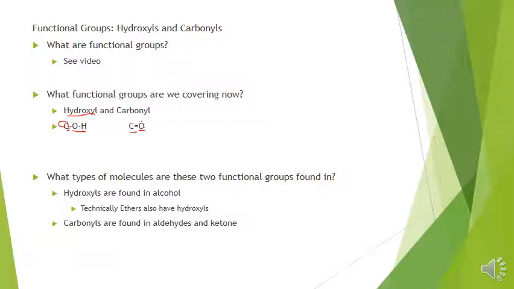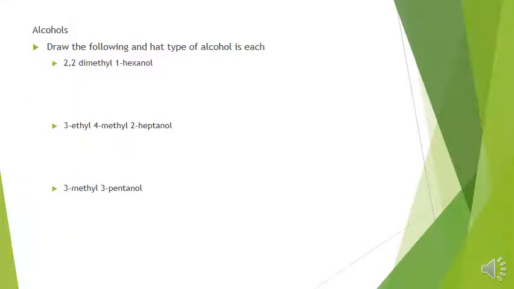As far as where they are found, hydroxyls are found in alcohols, and technically they're found in ethers, and carbonyls are found in aldehydes and ketones. So we're going to go over alcohols and ethers, and we went over aldehydes and ketones, so that'll be part of the review. Okay, this first group is alcohols, and alcohols have the OH coming off of it.